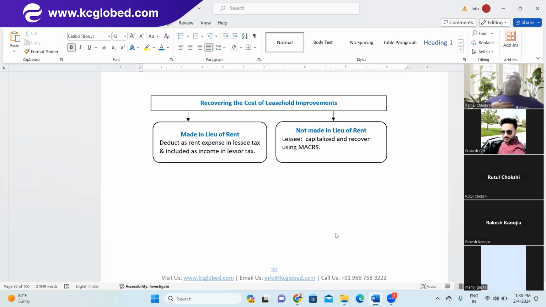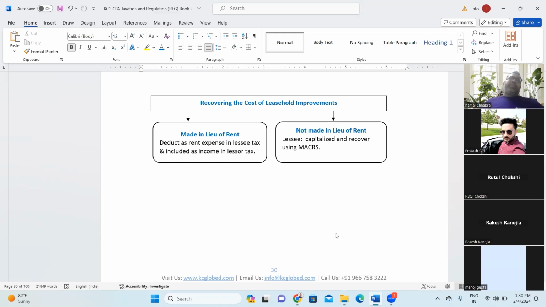So for example, you have purchased a shop in a mall for, let's assume, $100,000, right? And if you make all the basic infrastructural changes which are required for anyone to come to buy that property or to take on a lease, you need to invest, let's assume, $25,000, right?